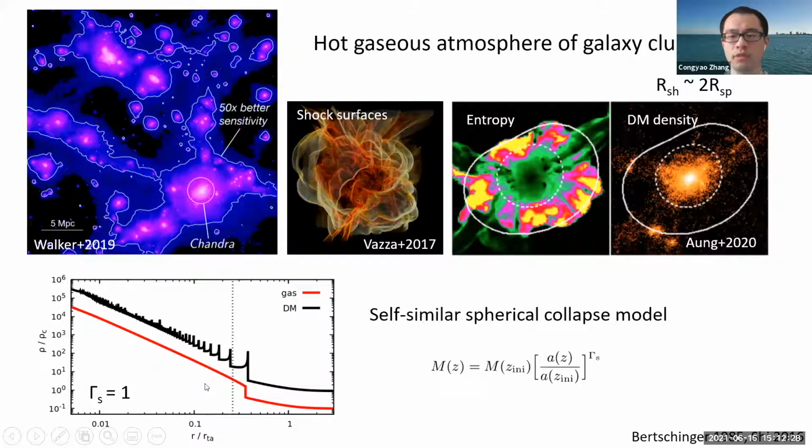So now the question is why there is a big discrepancy between the self-similar model and the numerical results. In my talk today, I will try to convince you that this is caused by the merger process, which is missing in the self-similar solution.